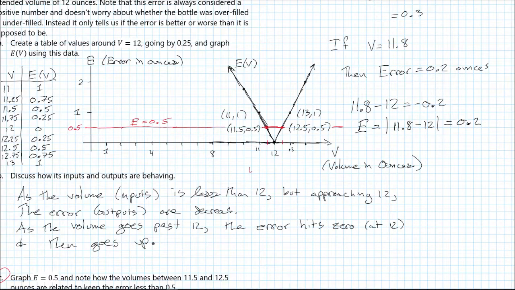So when the volume is between 11.5 and 12.5, the error is less than, the error function is the V shape, it is then less than 0.5.